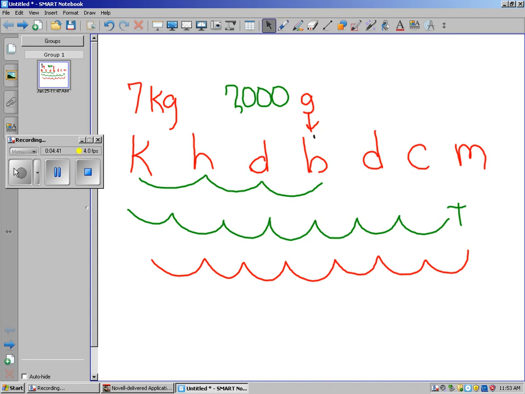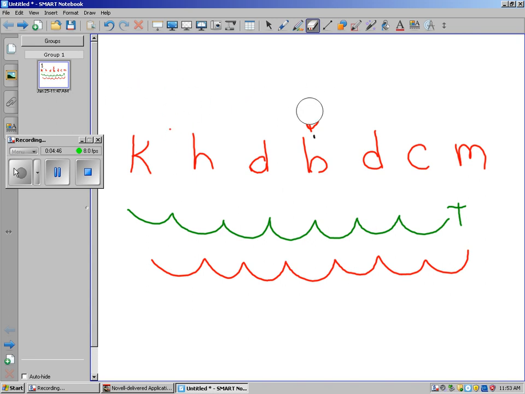Let's try one more. If I have 500 centiliters and I need to determine how many hectoliters I have, what will be my answer?